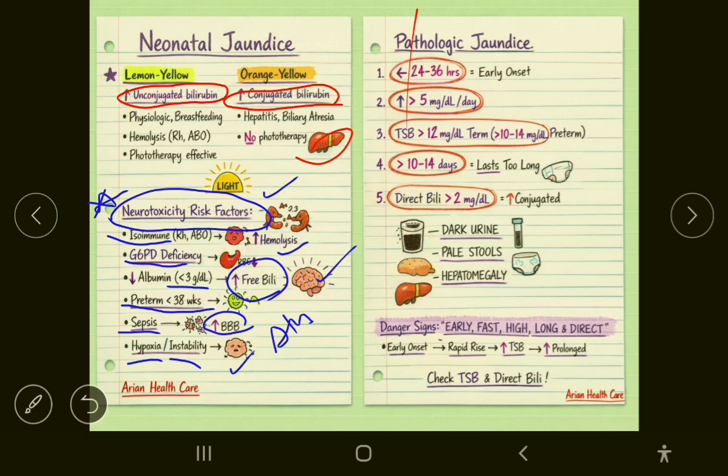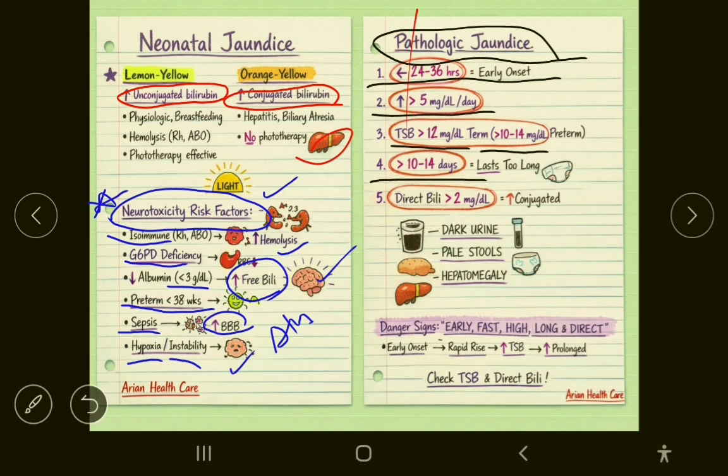Jaundice is pathological if it appears in the first 24 or 36 hours, rises more than 5 mg per deciliter per day, exceeds 12 mg per deciliter in term infants and 10 up to 14 mg per deciliter in preterm infants, and lasts longer than 10 to 14 days, or if direct bilirubin is more than 2 mg per deciliter at any time, or 20% of total bilirubin.